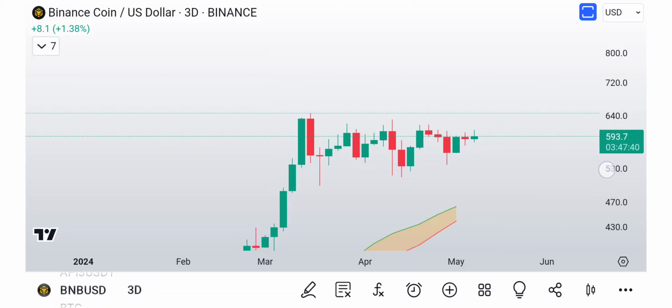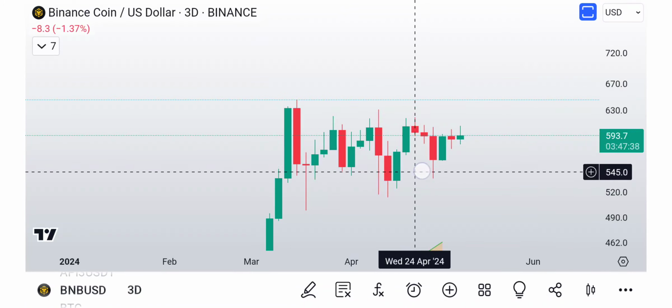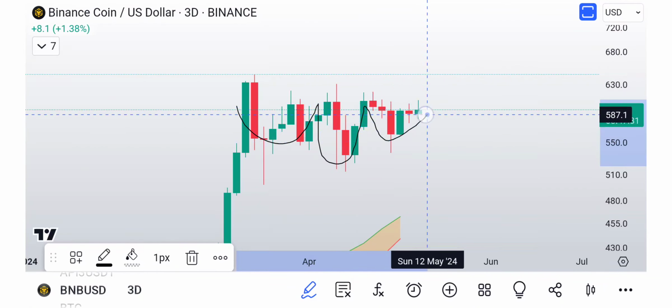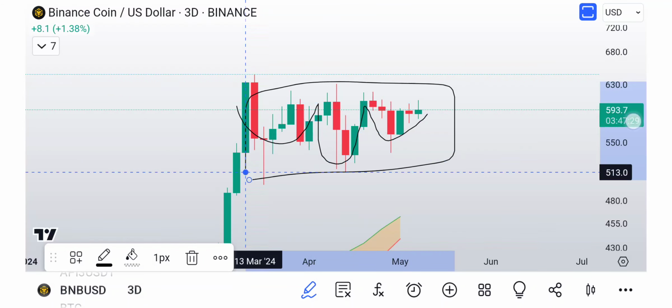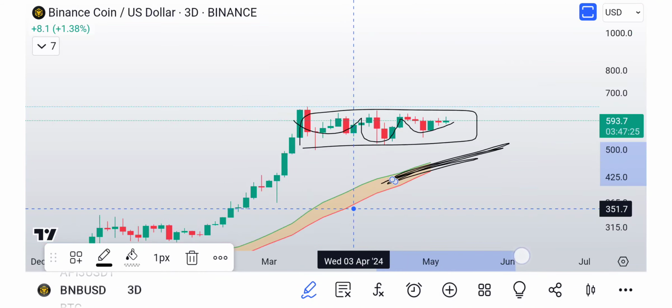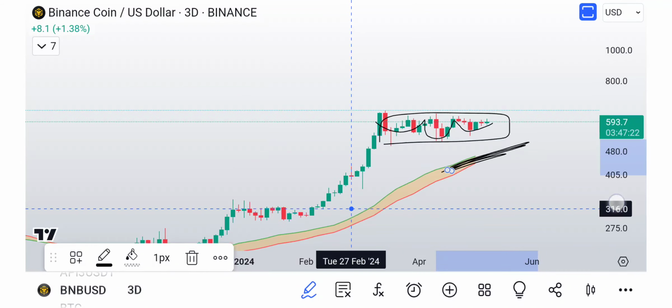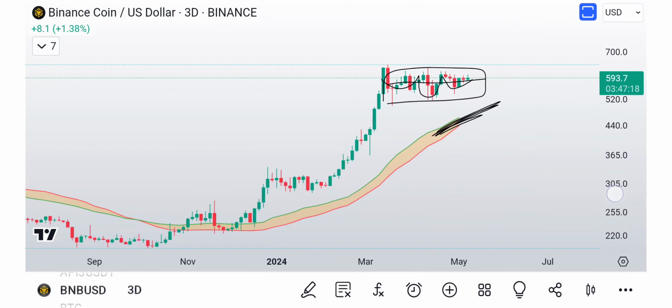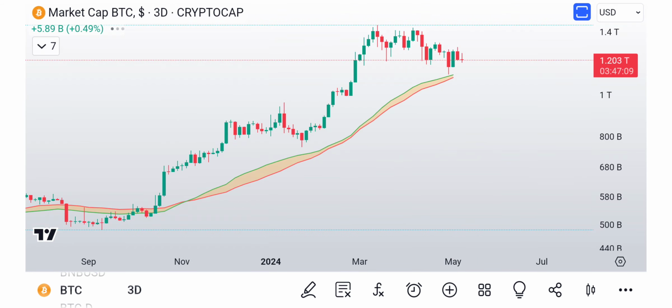BNB looks interesting. Actually, it doesn't look too interesting. It's kind of just ranging in here. It's flagging out. I mean, look, it's so bullish. It hasn't even tested its bull market support band yet. I mean, dang, it's just been going sideways. Interesting. I think because a lot of people are not in crypto, they take profits, right? So they basically just hold BNB.